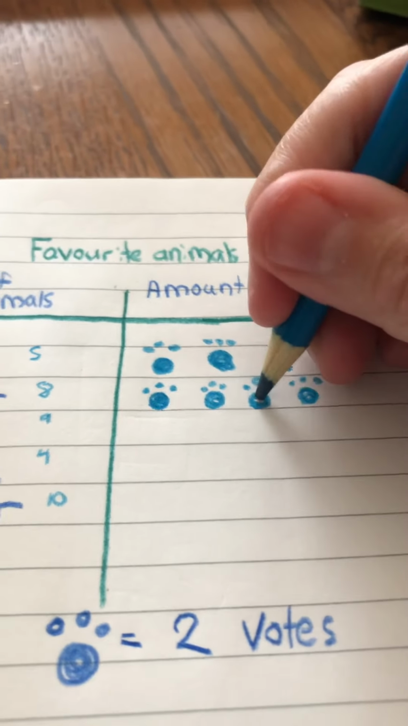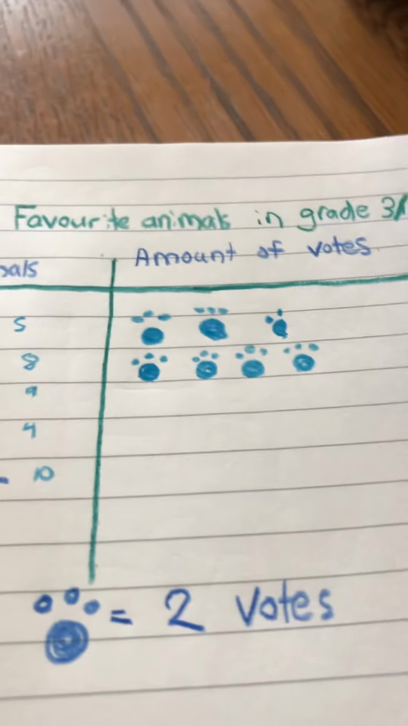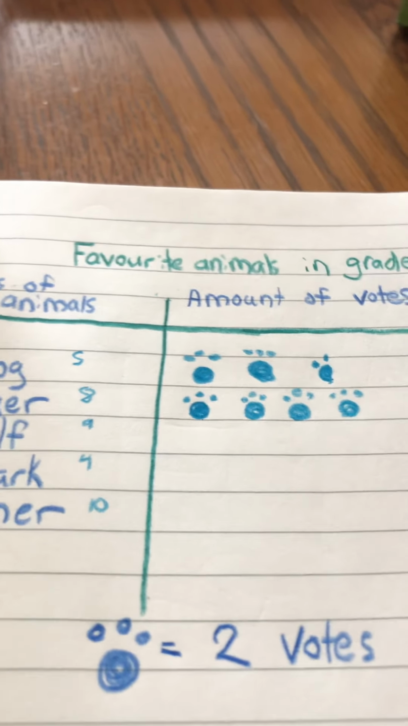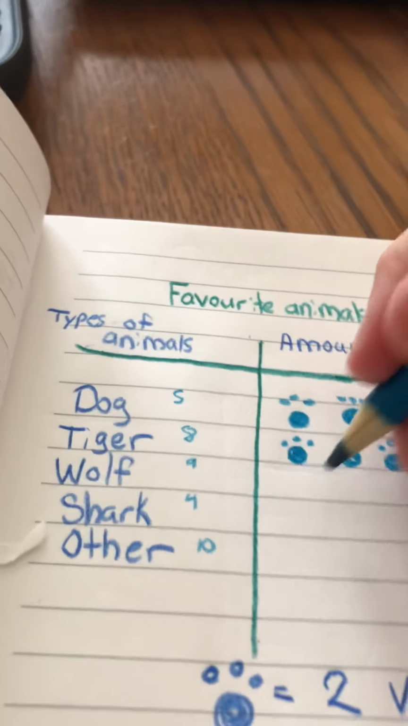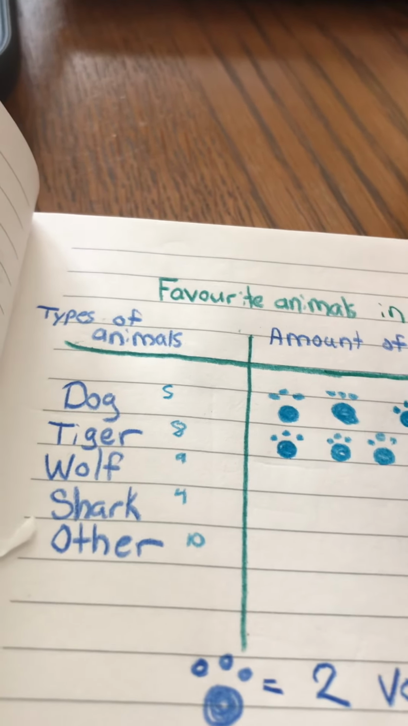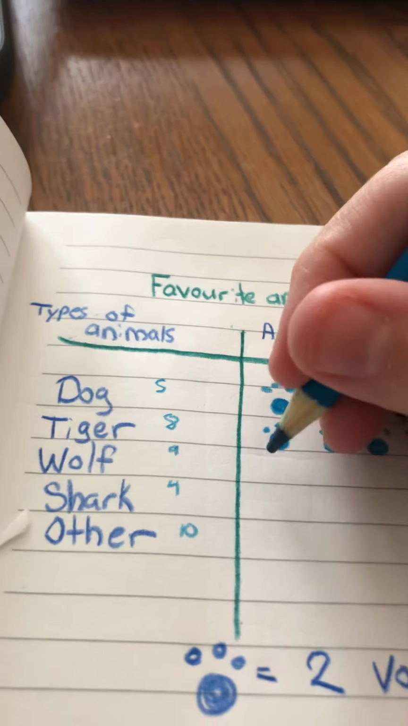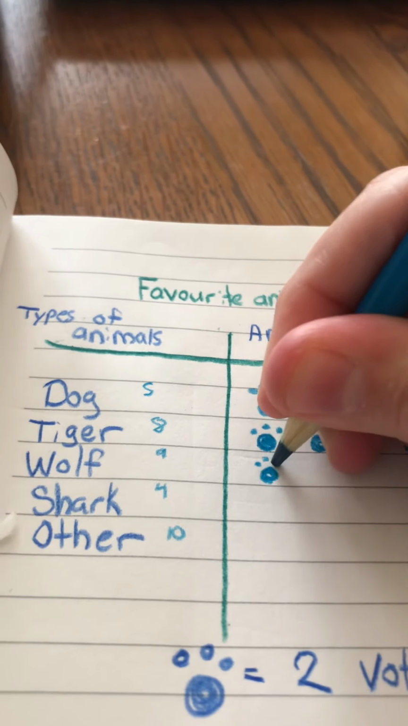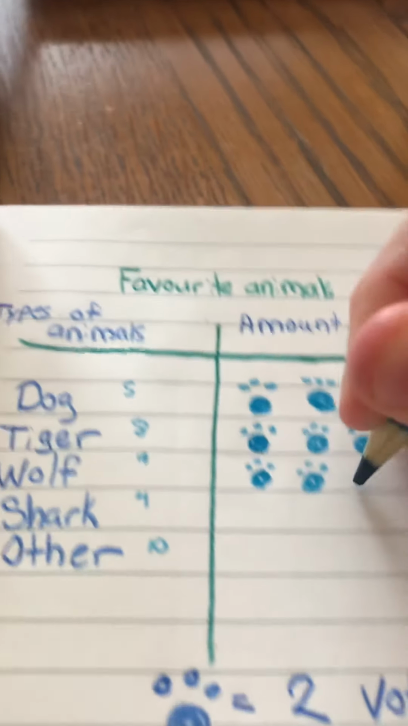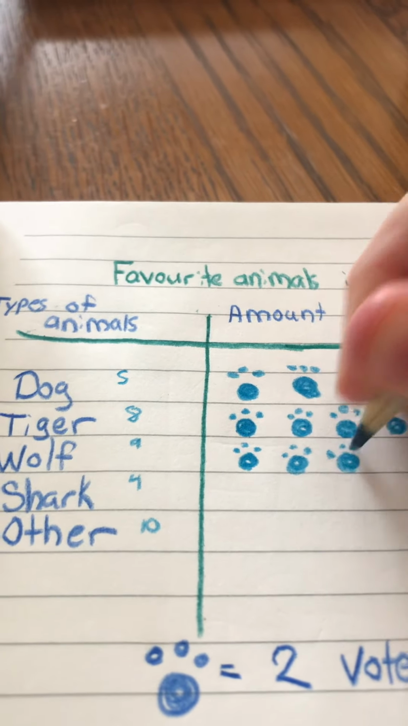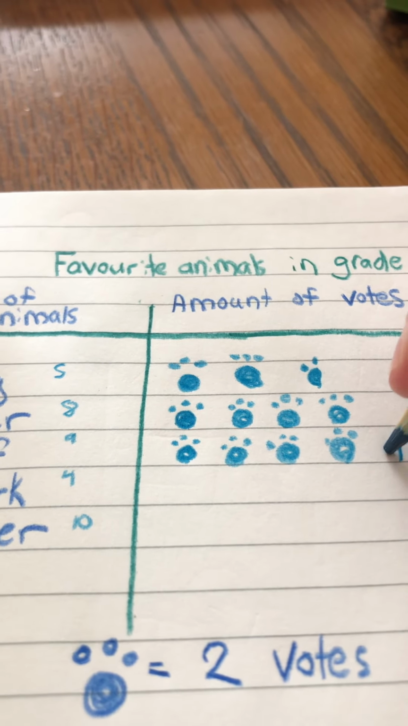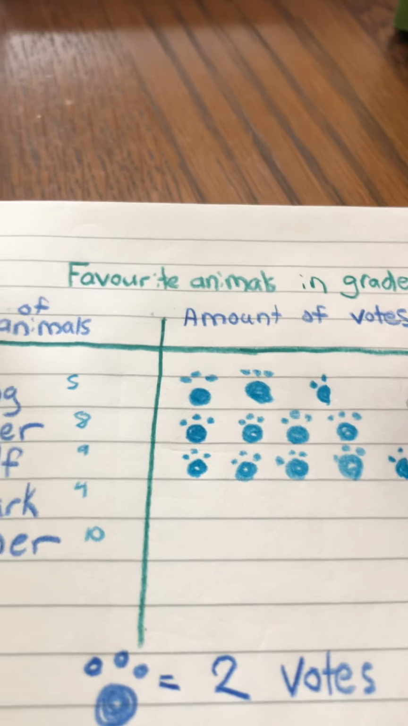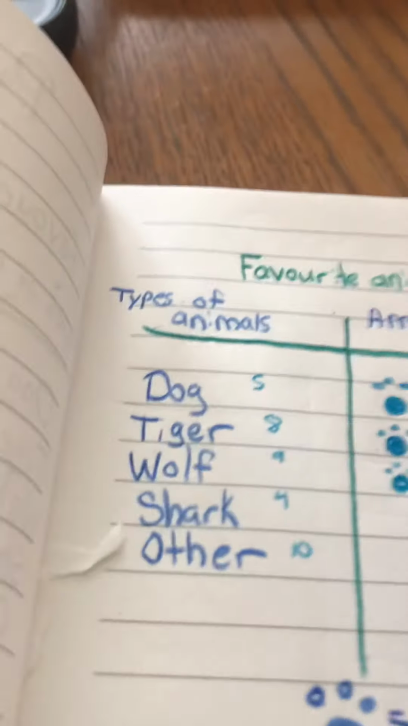Now I'm at wolf. Wolf had a lot of votes. Wolf had 9. So how many paw prints would I need to draw for wolf? Remember, 1 paw print equals 2 votes. Take some time to think about it. Yeah, I would need to draw 4 paw prints and a half of a paw print. That should show 9. So 1, 2, 3, 4, and a half. Not a full paw print, because half of 2 is 1.